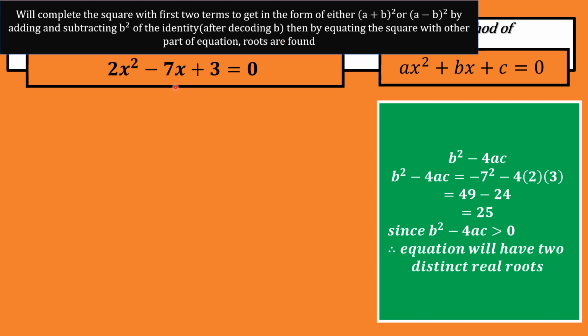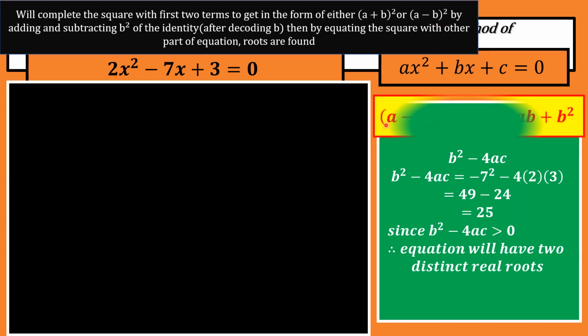After decoding b, we have to find the square, then by equating the square with the other part of the equation, roots are found. This is the mathematics behind this completing the square. We'll try to understand it. First of all, to which identity will we complete the square? A plus b or a minus b is determined by the sign of the second term. Here it is minus, so we'll complete the square to the identity (a minus b) whole square, which is a square minus 2ab plus b square. Now see, this is a square, this is minus 2ab. B square we have to decode first, then add and subtract to complete the square.